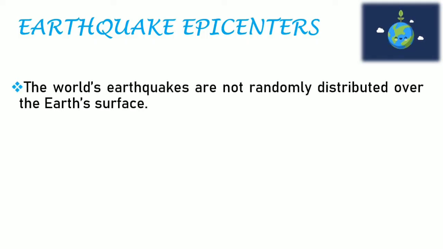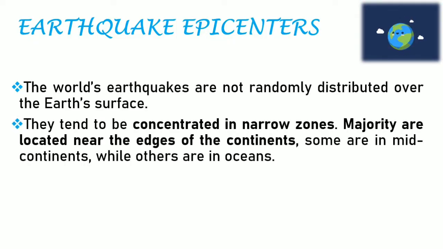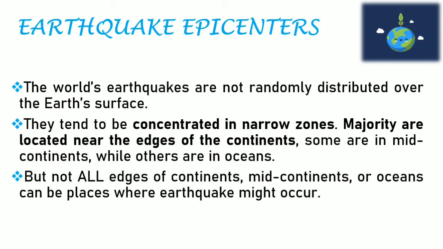The world's earthquakes are not randomly distributed over the Earth's surface. They tend to be concentrated in narrow zones. The majority are located near the edges of the continents. Some are in mid-continents while others are in oceans. But not all edges of continents, mid-continents, or oceans are places where an earthquake might occur.